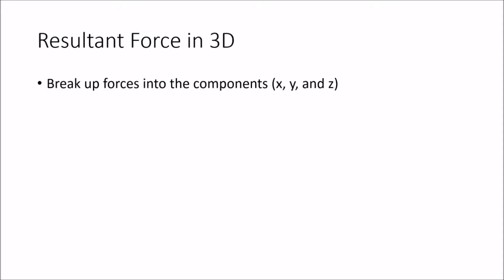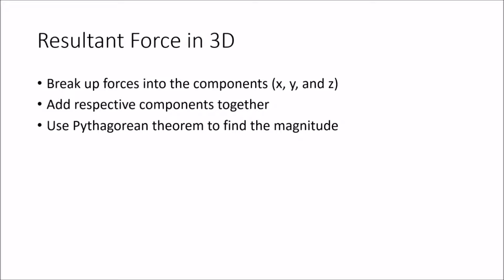In order to find a resultant force in 3D, you have to follow some simple steps. Usually you want to break up the forces into components x, y, and z, add the respective components together, use the Pythagorean theorem to find the magnitude, and find the coordinate direction angles to indicate the direction of the force resultant.